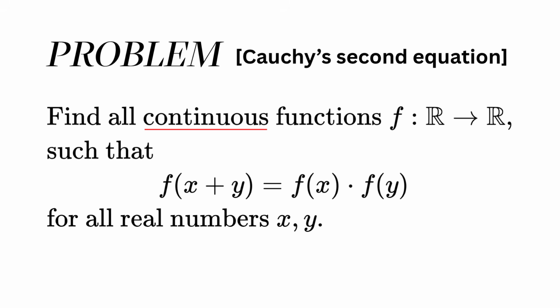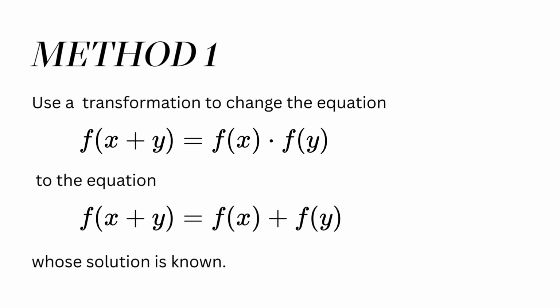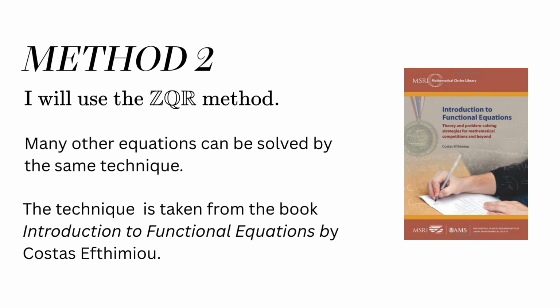For the solution of Cauchy's second equation, I will present two methods. The first method uses a transformation to reduce the equation to Cauchy's linear equation. Since the first equation has been solved, its solution is then used to obtain the solution of the second equation. The second way uses the ZQR method.